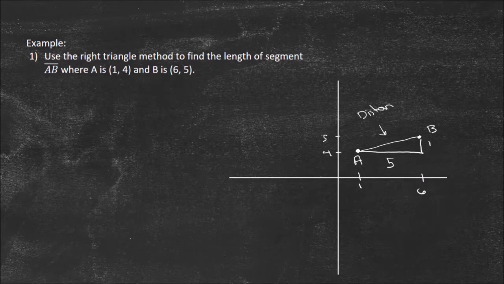Well, if you notice, we just created a right triangle. We can use the Pythagorean theorem. So we get a squared plus b squared equals c squared. We know that that's the Pythagorean theorem. And we know that c is always the hypotenuse, and that a and b are the side lengths.